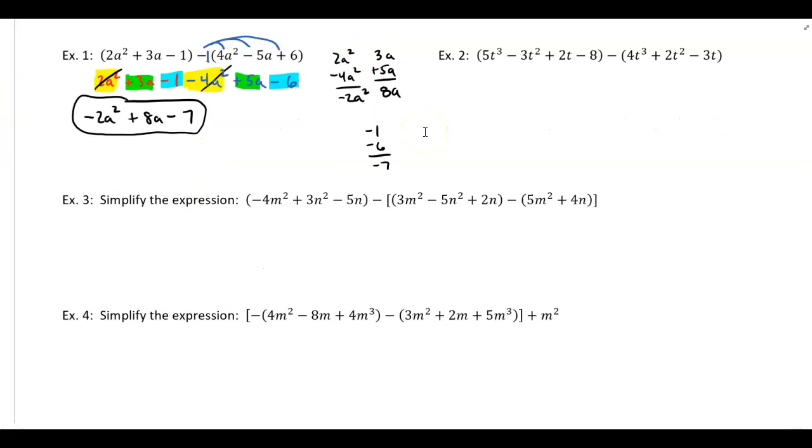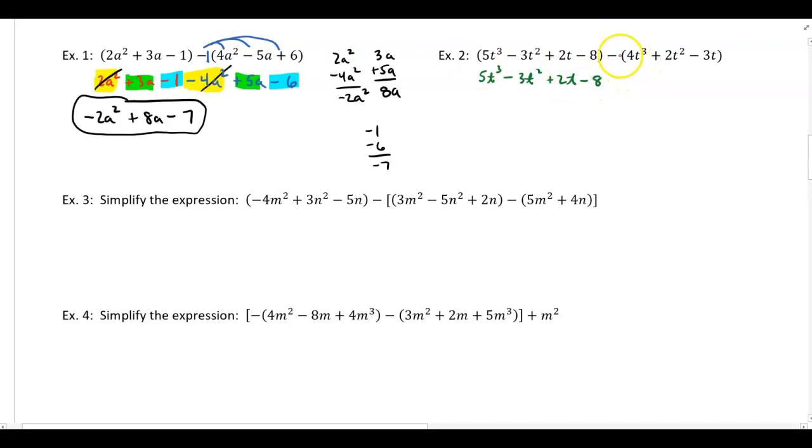So basically remember, whenever you approach a problem, ask yourself, do I have to distribute anything? If no, then I drop parentheses and combine like terms. If yes, I distribute and then combine like terms. So the next example, do I have anything to distribute here? No. So I write it down. 5t to the third minus 3t squared plus 2t minus 8.